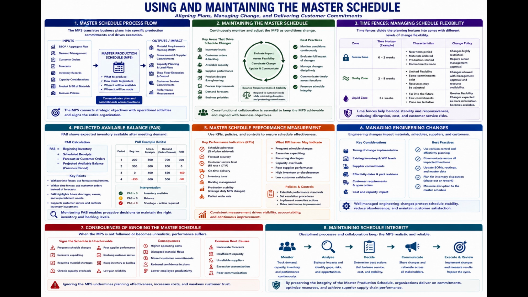The Master Production Schedule (MPS) serves as a primary operational plan that translates business objectives and aggregate plans into specific production commitments. The master schedule process flow begins with inputs from sales and operations planning (S&OP), demand management, customer orders, forecasts, inventory records, and capacity considerations. These inputs are consolidated into a detailed production schedule that specifies what products will be produced, in what quantities, and when they will be available. The MPS then drives material requirement planning, procurement activities, capacity planning, and shop floor execution.